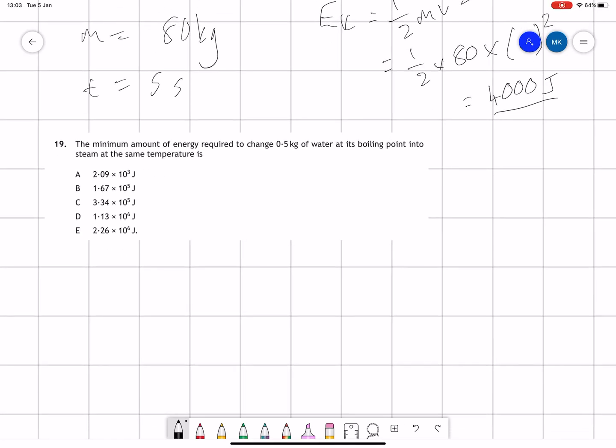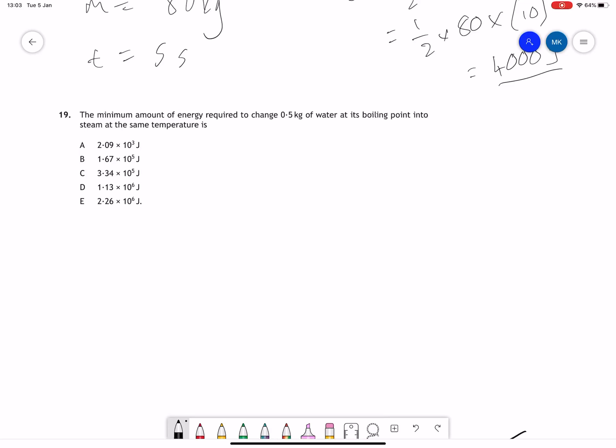Right, final question, and then mark yourself out of 13. The minimum amount of energy required to change water. So you've got water, which is a liquid, into its boiling point, steam, which is a gas. When you change something from a liquid to a gas, that's vaporization.